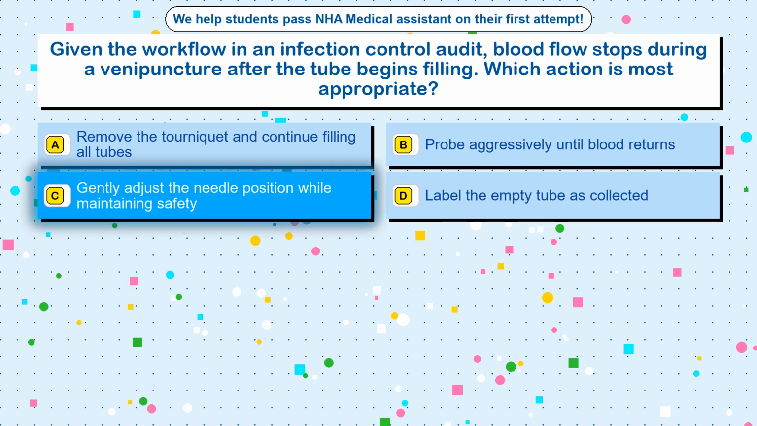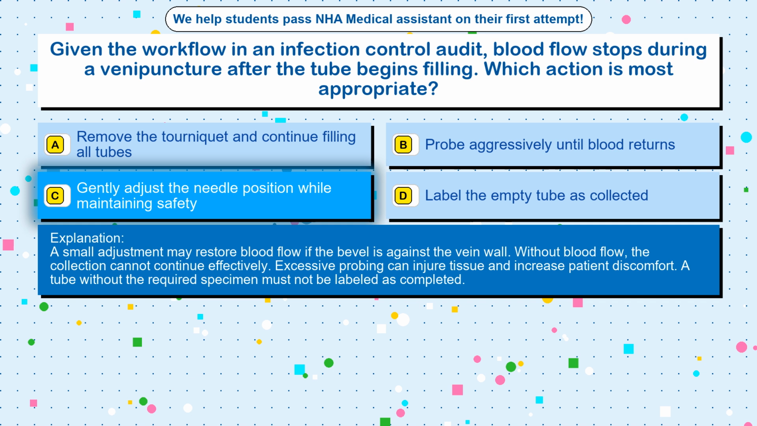The correct answer is option C, gently adjust the needle position while maintaining safety. A small adjustment may restore blood flow if the bevel is against the vein wall. Without blood flow, the collection cannot continue effectively. Excessive probing can injure tissue and increase patient discomfort.